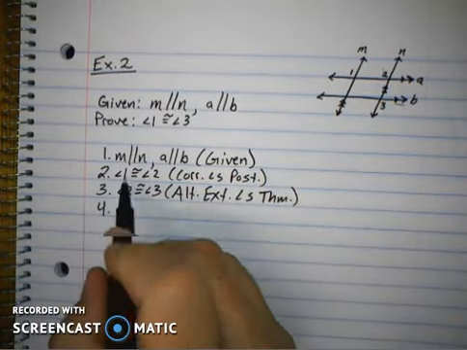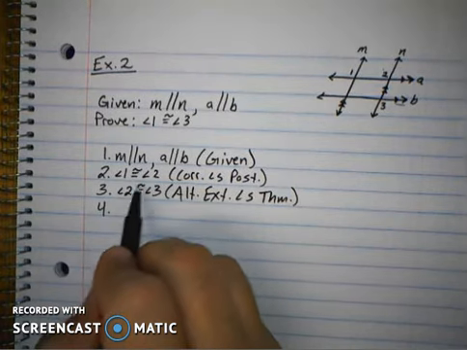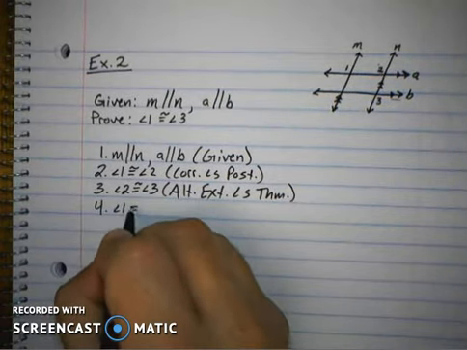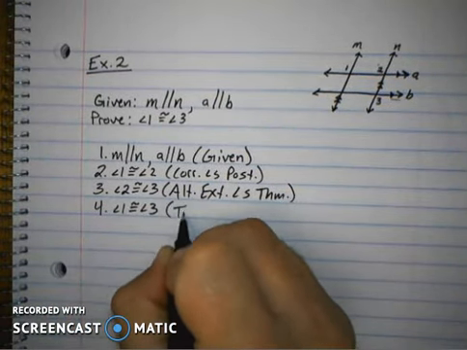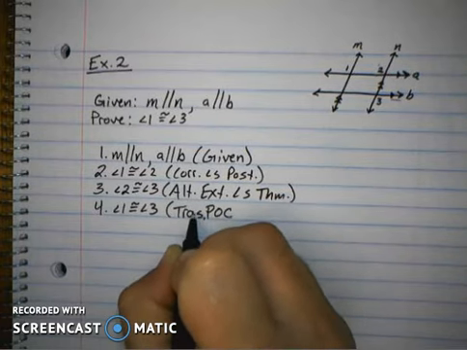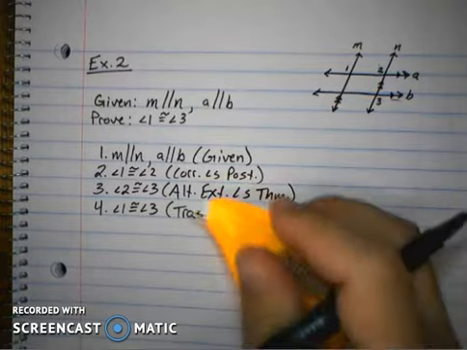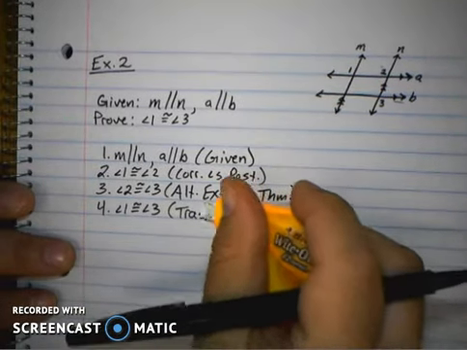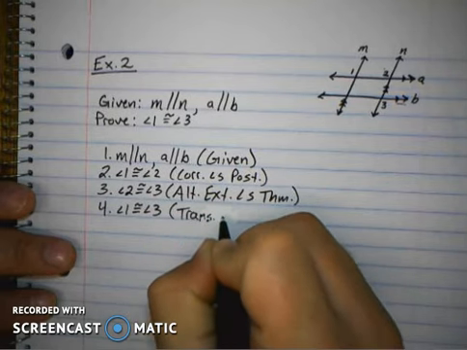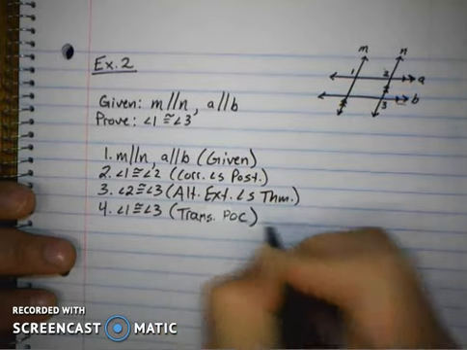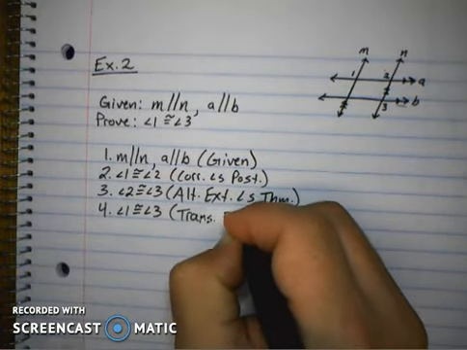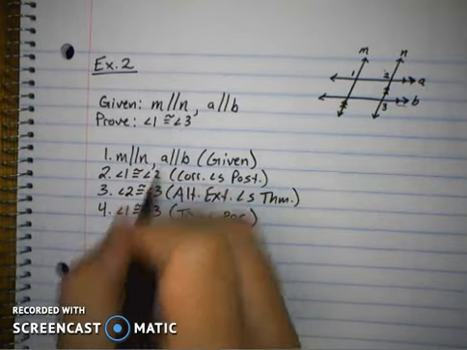And now, just to quickly finish this up, if 1 is congruent to 2 and 2 is congruent to 3, we can say angle 1 is congruent to angle 3. And that is the transitive property of congruence. Sorry, I forgot my letter N. Transitive property of congruence. Okay? And that is what we were trying to prove. So we finished that proof.